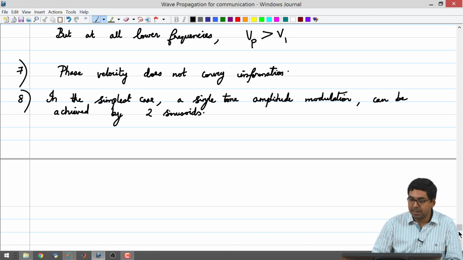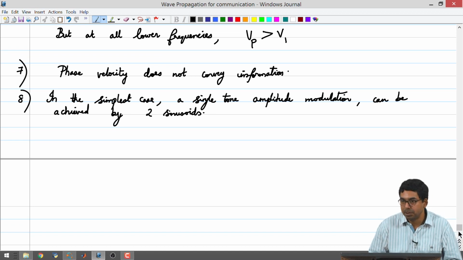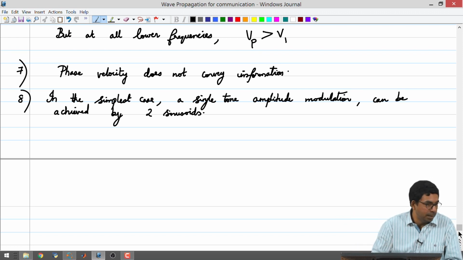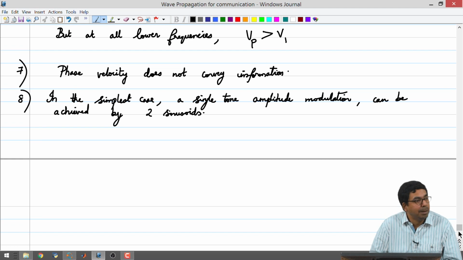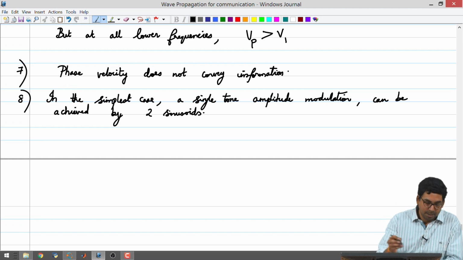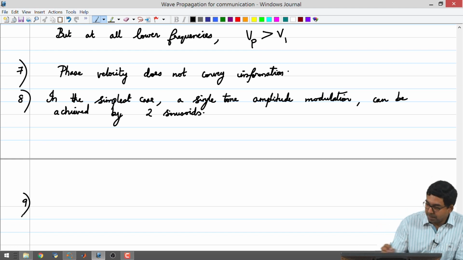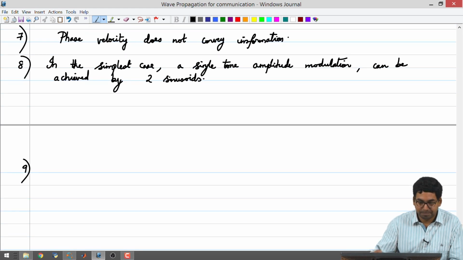Right. So, let us say that I want to transfer information from a source to a receiver, and I am going to use a forward wave from the source going to the receiver, and I just want to track the real part of it. Okay. So, what I am going to do is I am going to write down some expression. So, it is going to be a cosine. Okay.